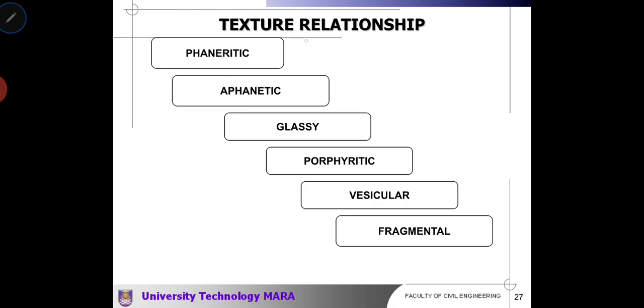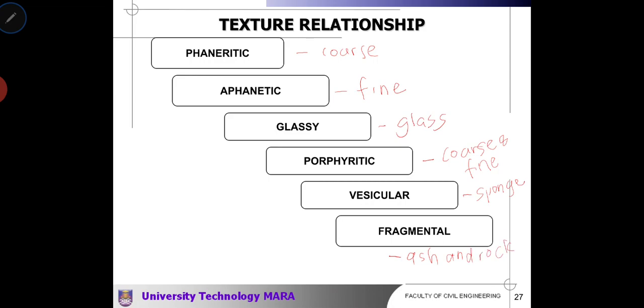Okay, in an easier way to explain, phaneritic is very big or coarse grain. Aphanitic is small or fine grain. Glassy is more like glass, and the example for this is obsidian. Porphyritic is the combination of coarse and fine grain. And vesicular is more like a sponge because during the formation it entraps air. For fragmental, it is ash and rock welded together.